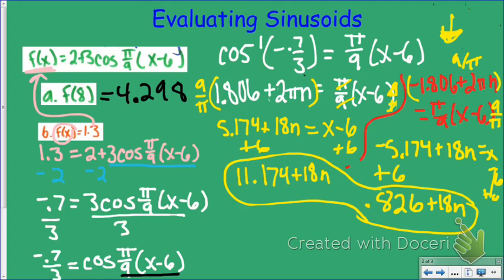Now, if I wanted to find my first 3 positive x values, I can still do that. Again, I use my general solution. Of that general solution, the smallest number is 0.826, so that's my first one. My second one is 11.174, and then my third one would be my smallest number plus that interval, and that interval is 18, so it would be 18.826.